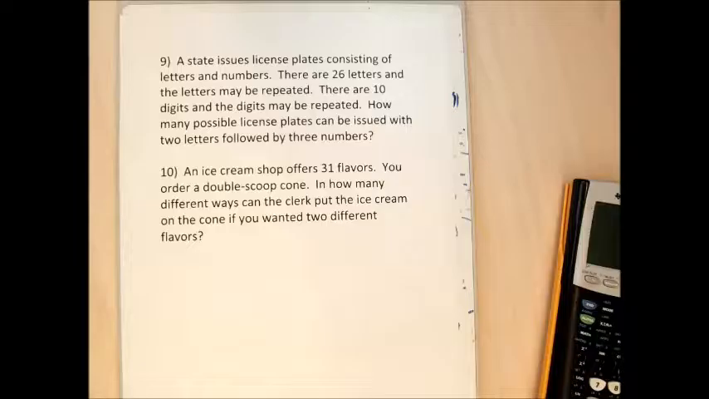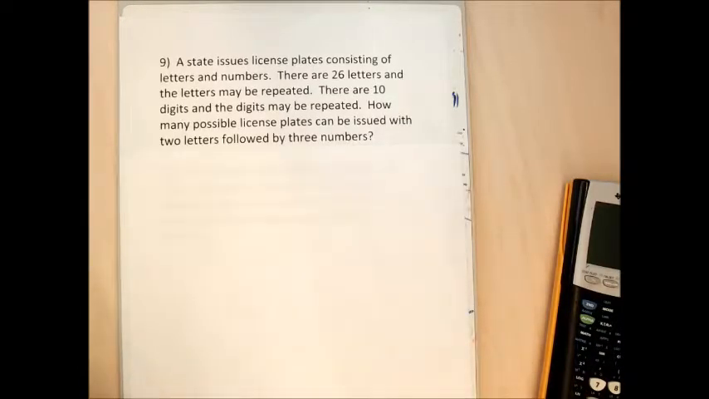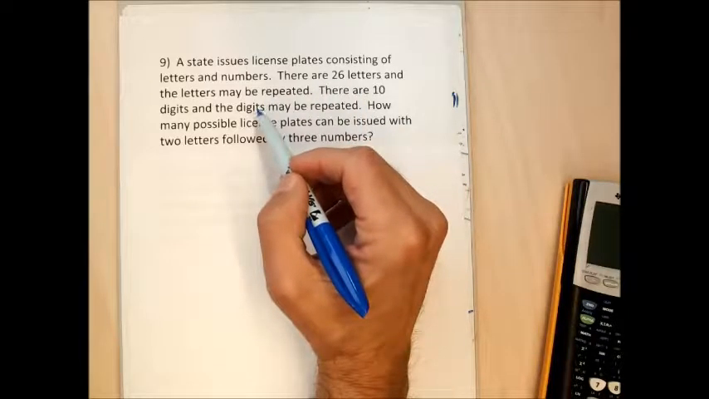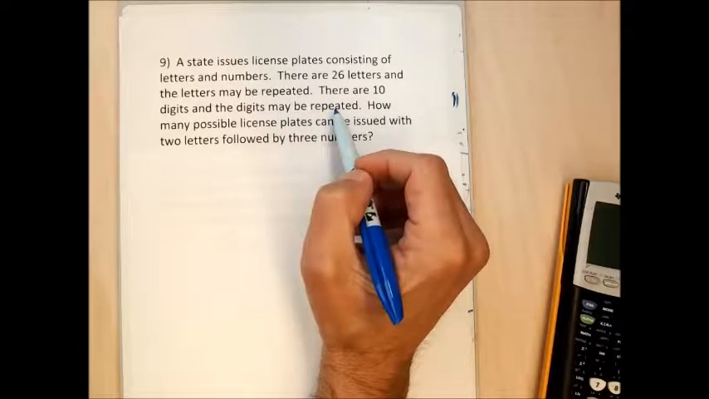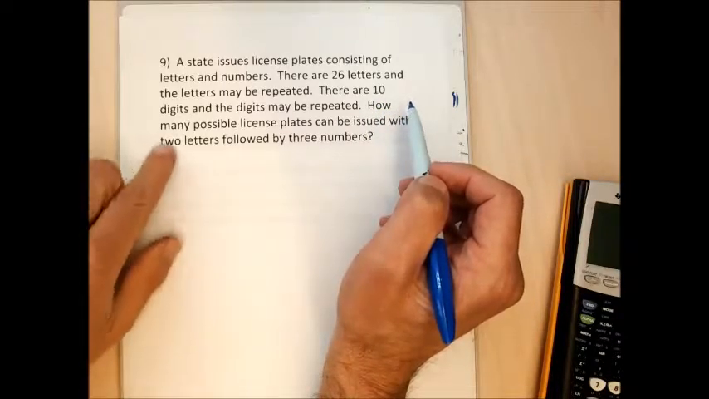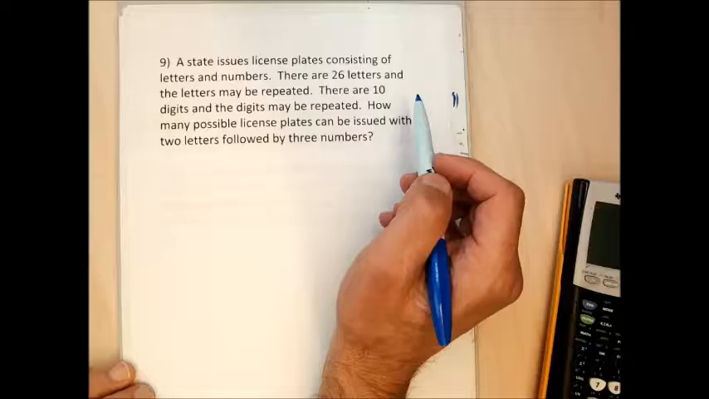I'll go through number 9 with you because it's kind of a mess. So a state issues license plates consisting of numbers, letters, and numbers. There are 26 letters that may be repeated. There are 10 digits, and the digits may be repeated. How many possible license plates can be issued with 2 letters followed by 3 numbers?